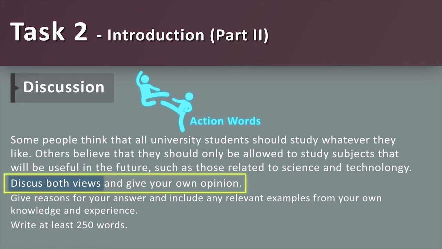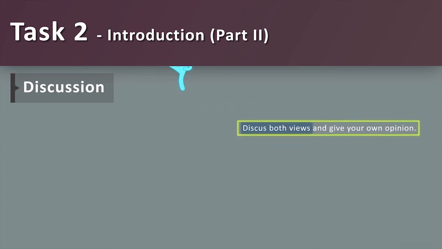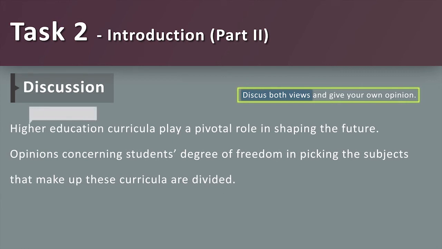Unlike the previous example, this task requires us to discuss the opinions that are stated in the task. In this case, our opinion is expressed in the conclusion paragraph.